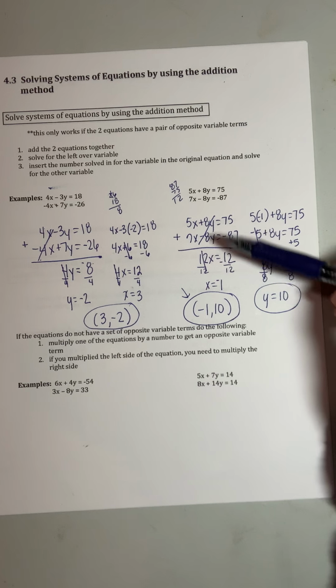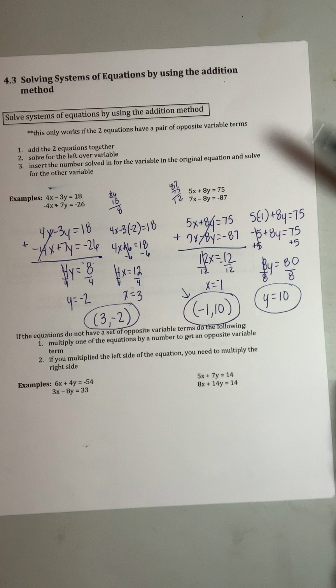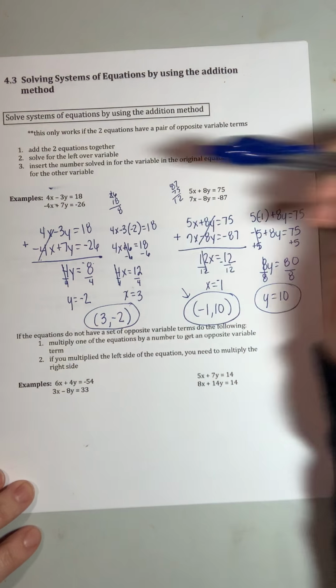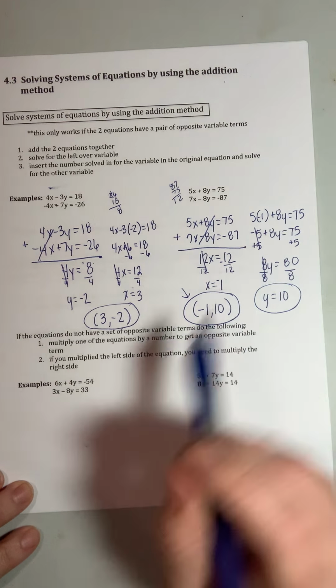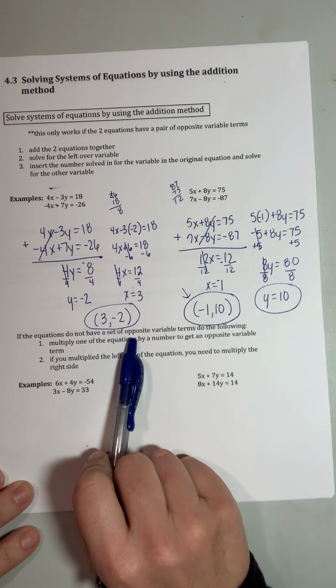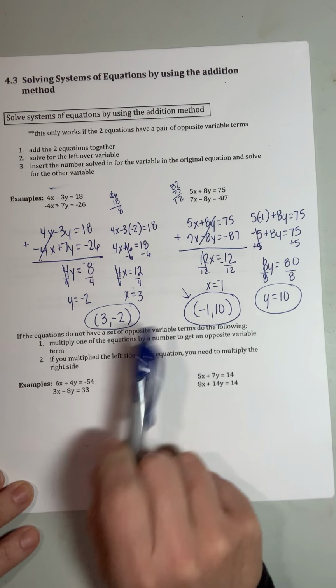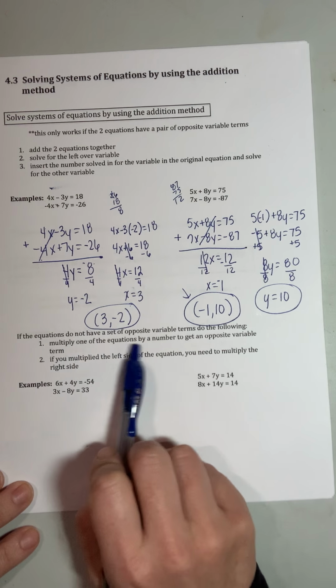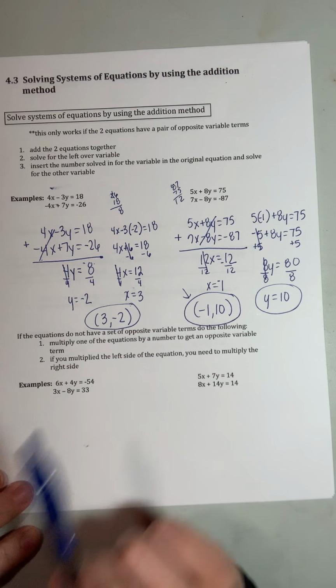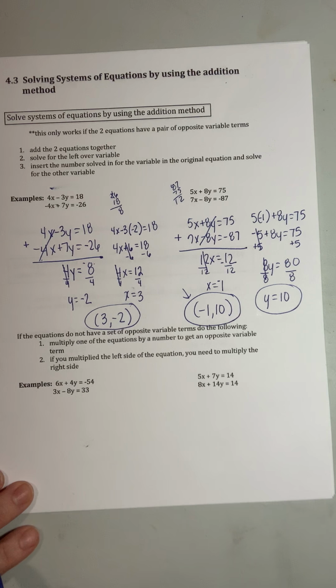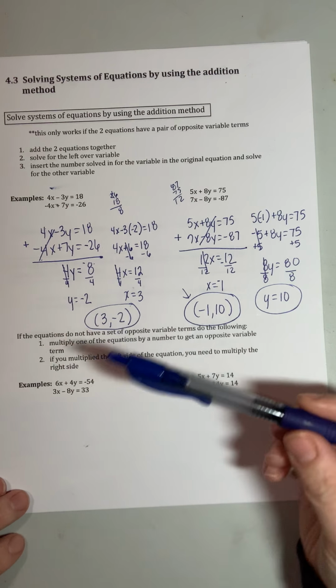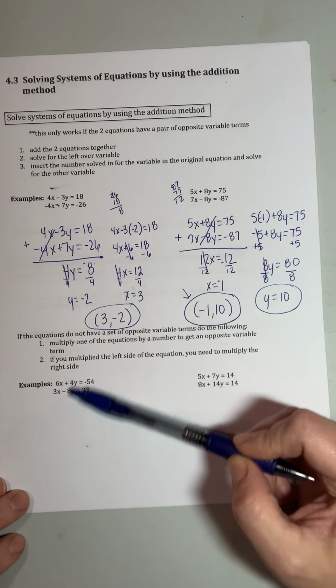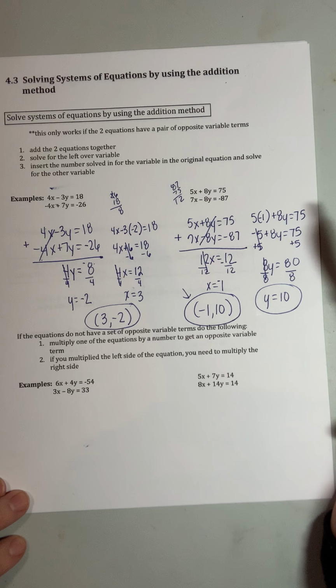Okay, so as mentioned above, you have to have opposites in order to do the addition method. So if equations do not have opposite variable terms, we're going to multiply one of the equations so we can get opposite variable terms. And whatever you do to the left, you have to do to the right. Just keep that in mind. Okay, so like here, the 6 and the 3 don't match, and the 4 and the 8 don't match.